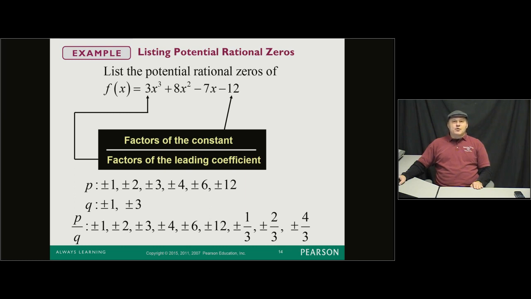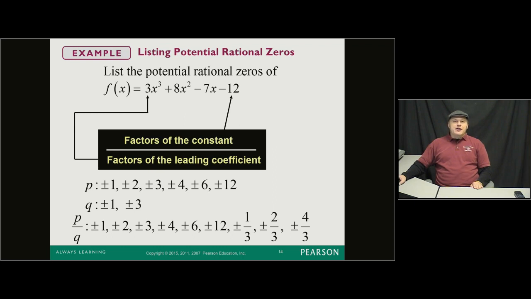And then plus or minus 4 divided by plus or minus 3, that's the last one on the list there. And then plus or minus 6 divided by plus or minus 3 is plus or minus 2, and that's the second in the list. It's already there. So plus or minus 12 divided by plus or minus 3 is plus or minus 4, and that's the fourth in the list.